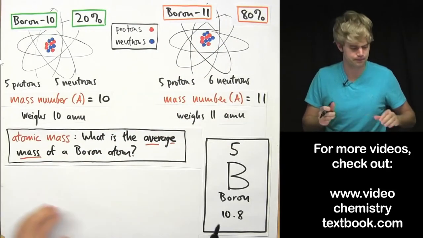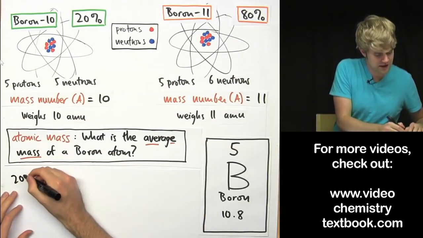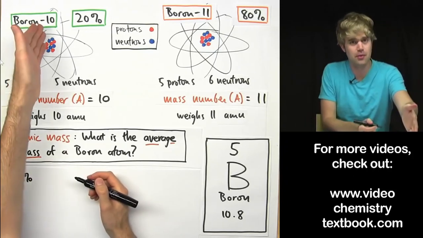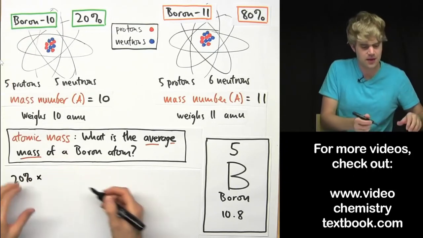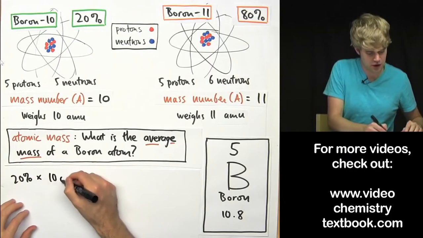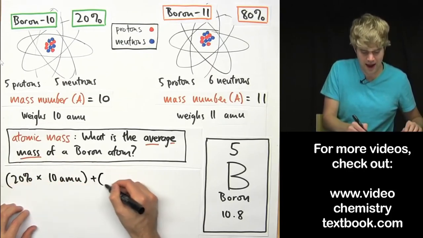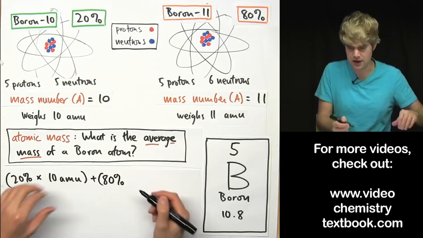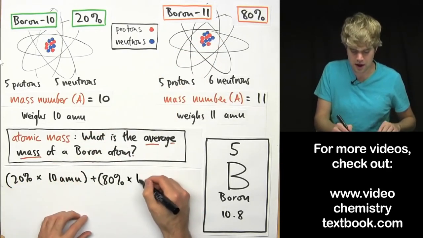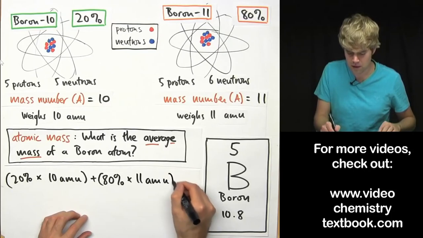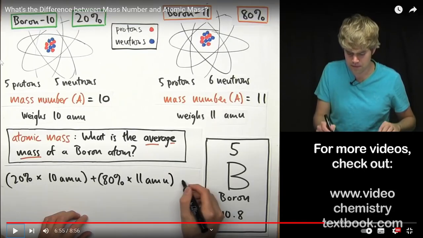Let's check and see. This takes into account the different amounts that we have of these two atoms. Here's how we do it. We take the fact that there are 20% boron 10 atoms, and that they weigh 10 AMU each, so 20% times 10 AMU. And then we add that to 80%, which is over here, times 11 AMU. And hopefully you know that when you want 20% of something, you don't go 20 times, you go 0.2 times, and you go 0.8 times.